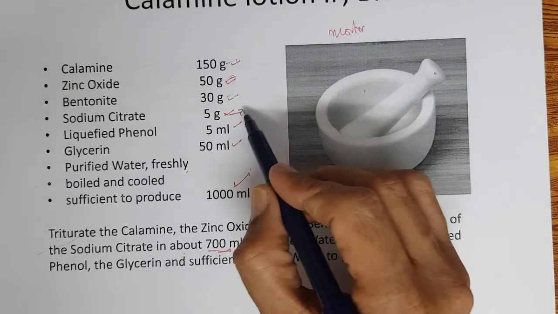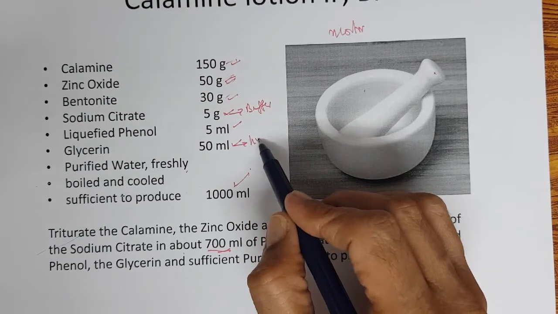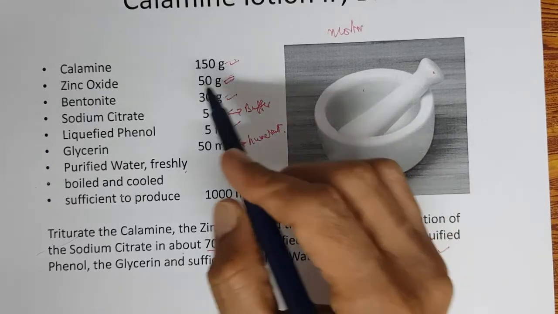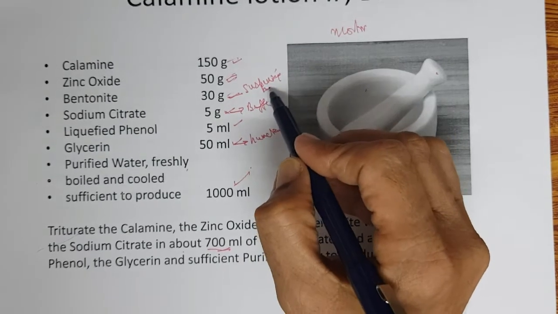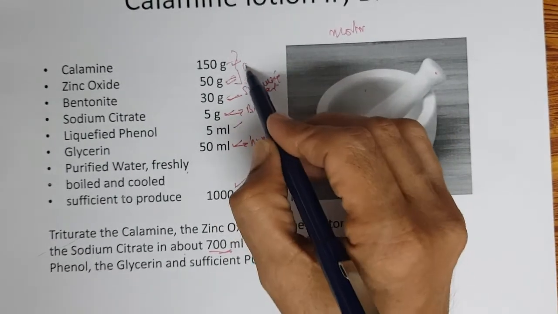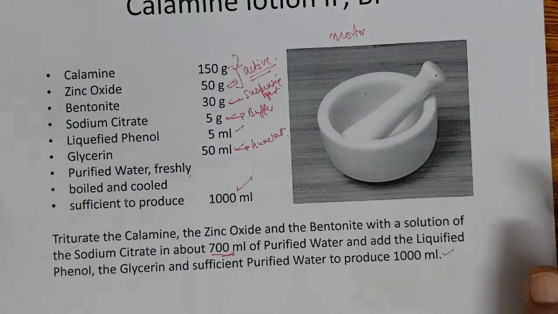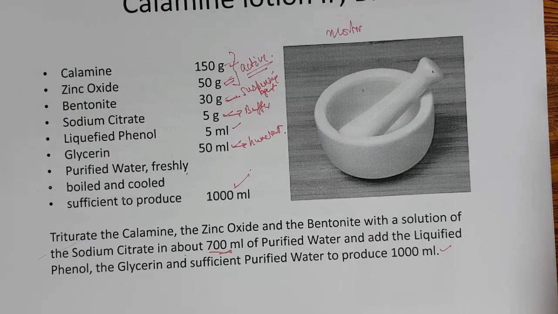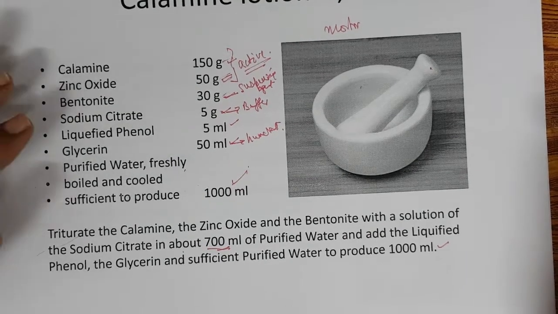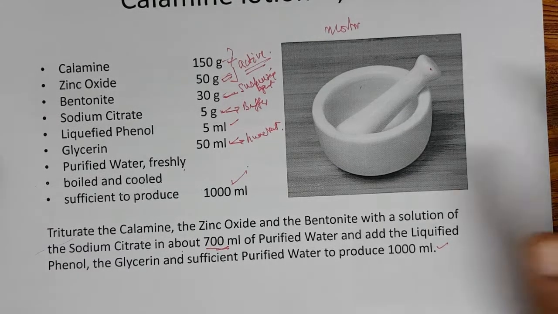So, sodium citrate acts as a buffer here, glycerin is a humectant, right. Bentonite is the suspending agent. These two are actives, zinc oxide and Calamine. So, this has some of the aspects of a typical suspension, right? It has a buffer, it has a suspending agent, it has a humectant.